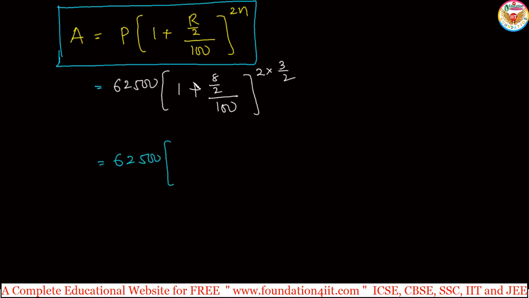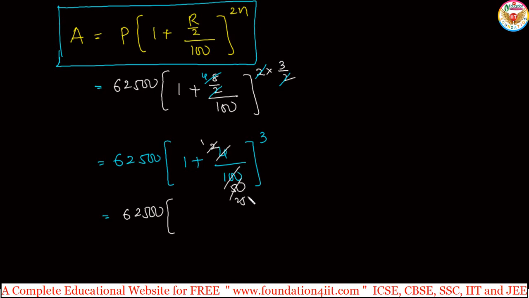62,500, with the rate of interest halved: 1 plus 8 by 2, which is 4, by 100. Previously the rate of interest is 8%, but when applying the formula, it became half. And 2 cancels, so we got 3 half years. Now we calculate the same way: 62,500, 1 plus 4 by 100. We can cancel this: 250, again 2 ones are 2, 25. 1 plus 1 by 25 is 26 by 25 whole to the power 3.